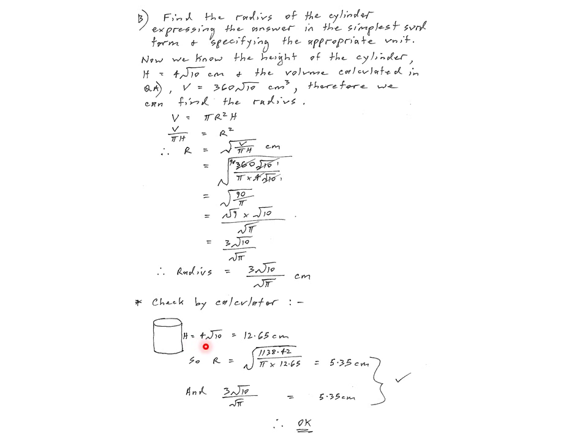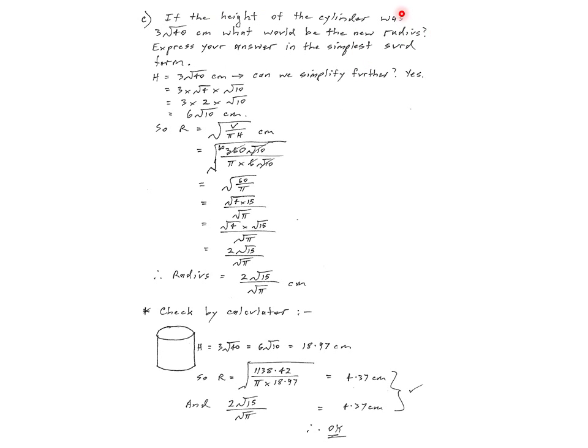Specifying the height is equal to 4 root 10. They can calculate that into 2 decimal places, centimetres, and then actually calculating 3 root 10 over root pi, which gives them 5.35 centimetres, which means that the calculation is correct there. So they've checked that as well.